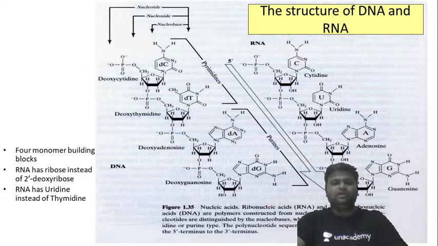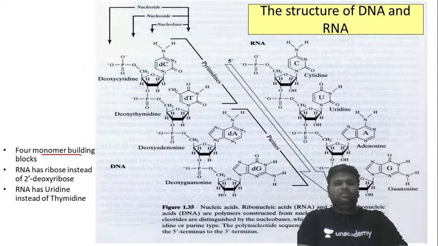This is the structure of the DNA and the RNA. This one is the DNA. There are 4 monomer building blocks. RNA has ribose instead of 2' deoxyribose. RNA has uridine instead of thymidine. So ribonucleic acids and the 2' deoxyribonucleic acid are the polymers that are constructed from the nucleotide monomers.